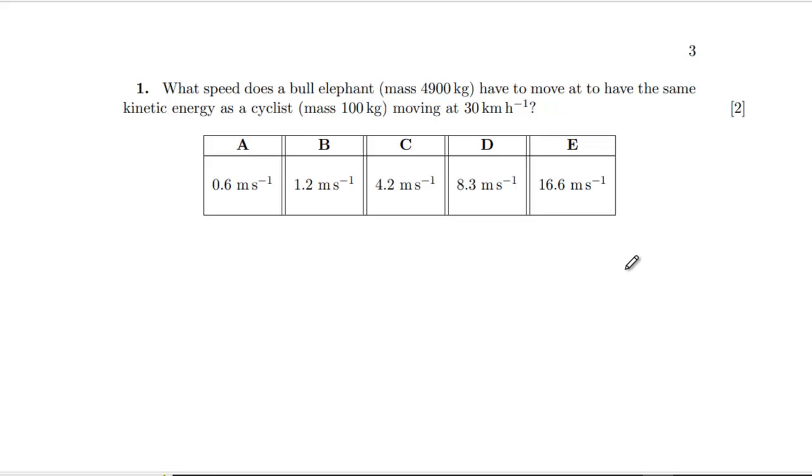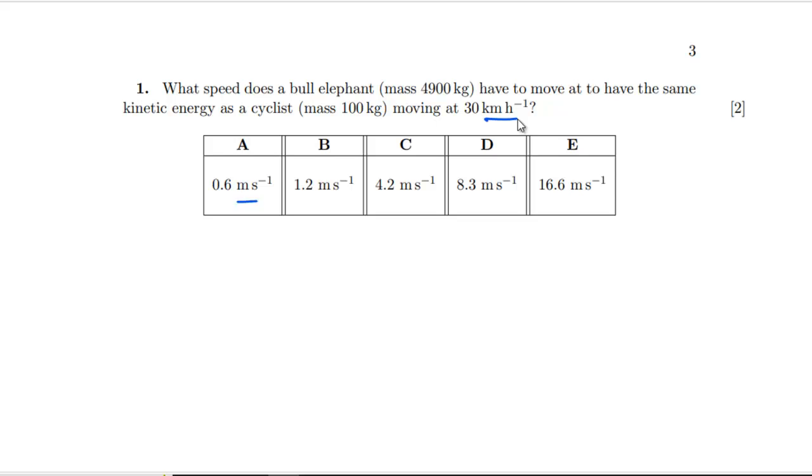Question 1. What speed does a bull elephant mass of that have to move at to have the same kinetic energy as a cyclist mass of that moving at 30 kilometers per hour? Right, what's the catch on this? This seems too easy. Right, okay, the catch is they've changed the unit, so they might be catching people out. They've gone from kilometers per hour to meters per second in the answers here.